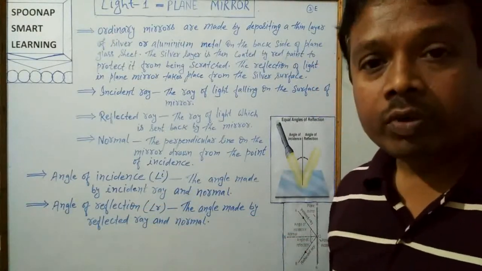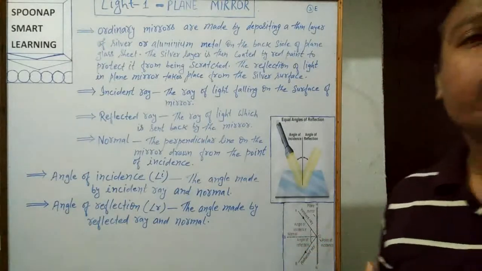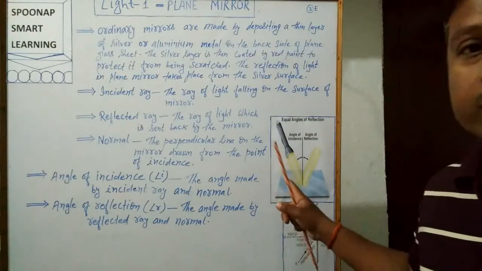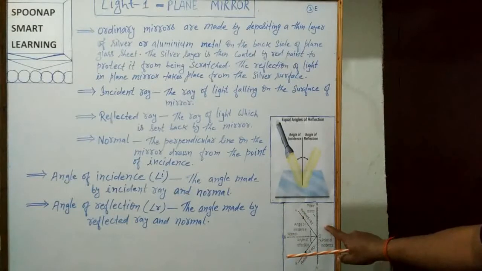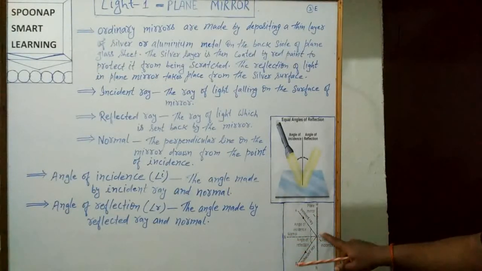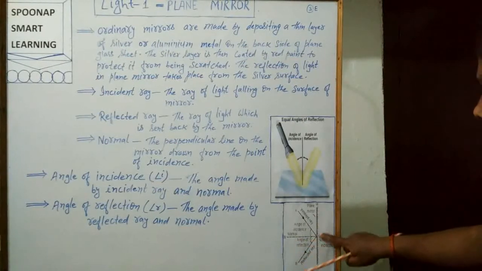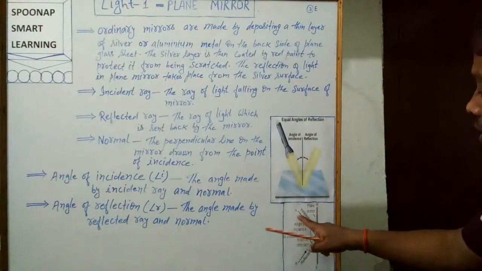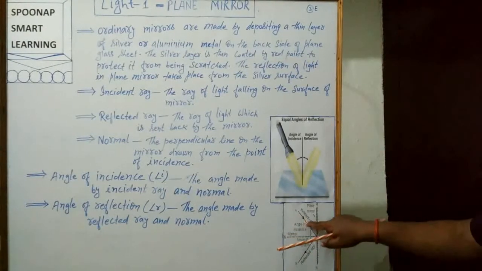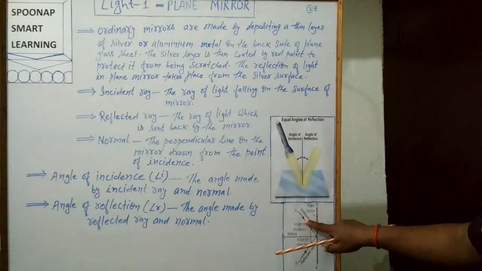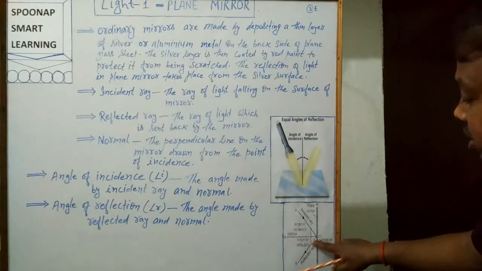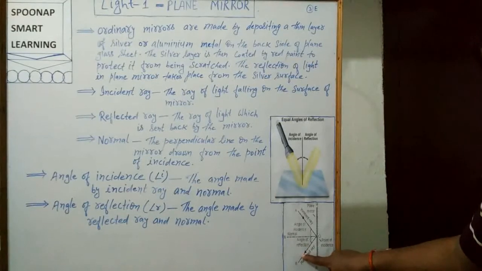Now I think all of you have understood, and in physics we represent this diagram like this. This is the plane mirror. This is the incident ray. You can see the arrow sign that indicates the falling ray. Clear? And this is the reflected ray. You can see the arrow sign that clearly indicates the path of the ray after bouncing back.